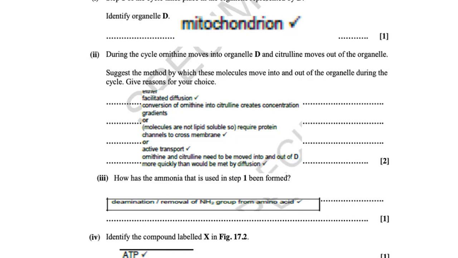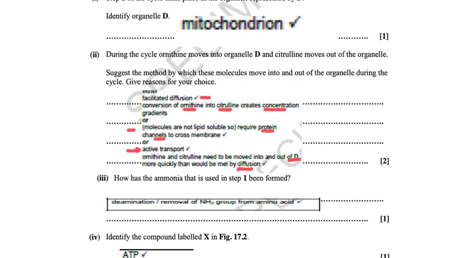So here we have the method is facilitated diffusion, and why? It's that when you convert ornithine into citrulline, it gives you the concentration gradient. The molecules will not be lipid soluble, so they would require a protein channel to cross the membrane. Alternately, you could say that it was active transport, that it would need to be moved in and out of D faster than you could achieve it through diffusion.